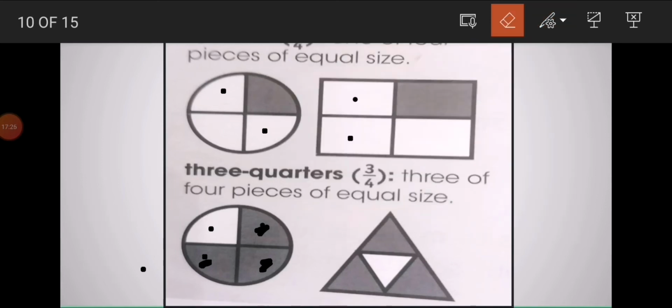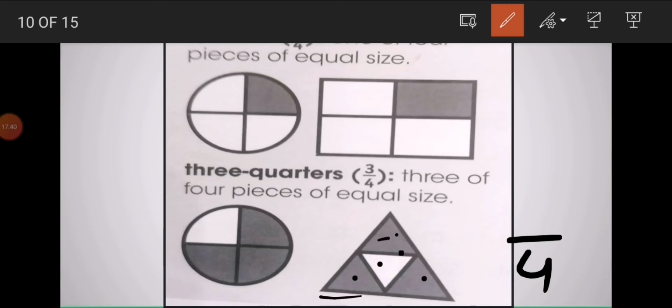Now the next one, it's the triangle. How many triangles are there? 1, 2, 3, 4. Total of 4. Let me check that they are of equal size. You can see they are of equal size. Now 1, 2, 3 are colored. So we write 3 above. It means 3/4 are present here out of 4. 3 are shaded parts. So 3/4 of the whole triangle is shaded.